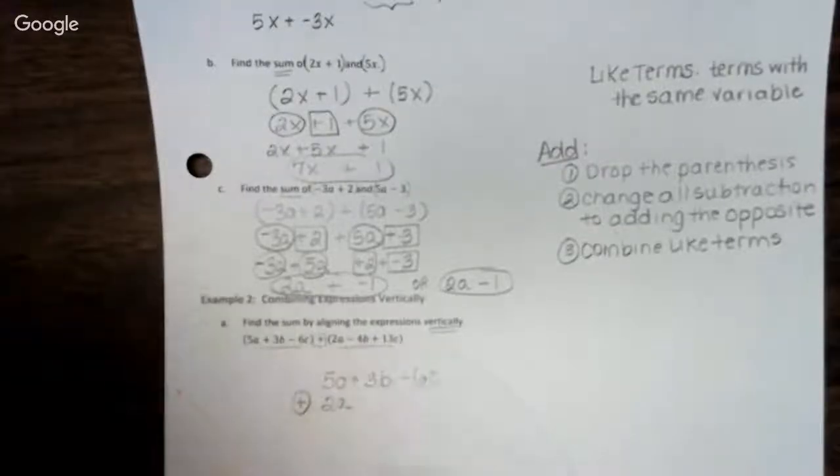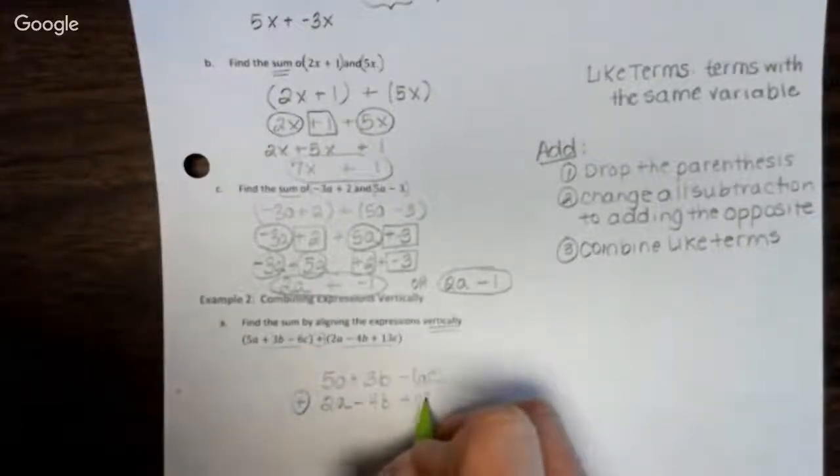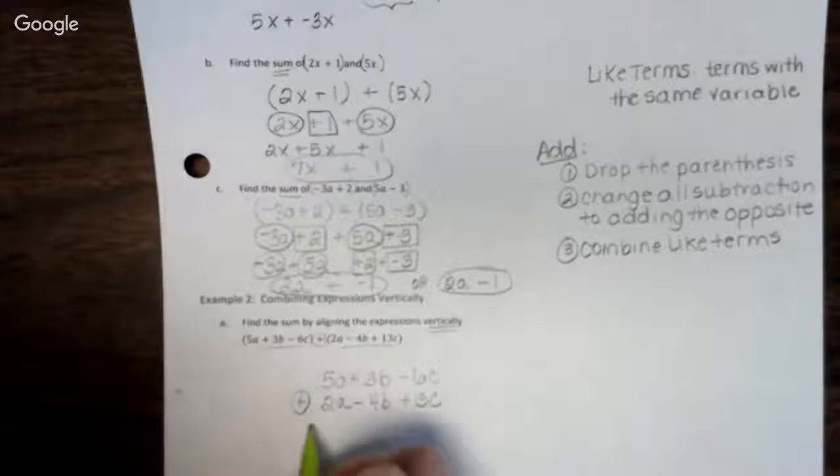So this is a 2a, put it under the 5a. Minus 4b, put it under the 3b. Plus 13c, put it under the 6c.